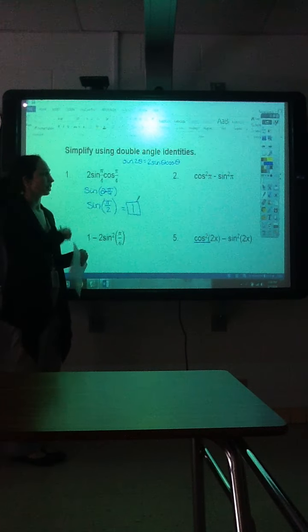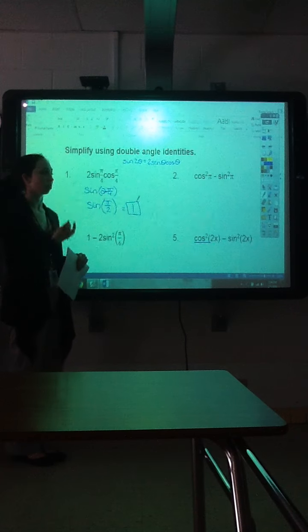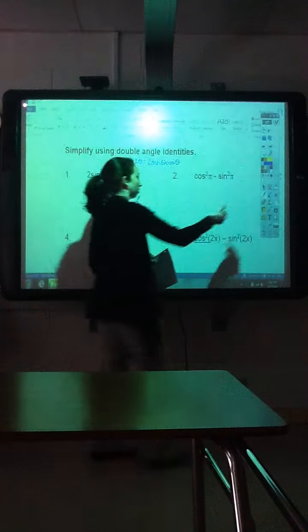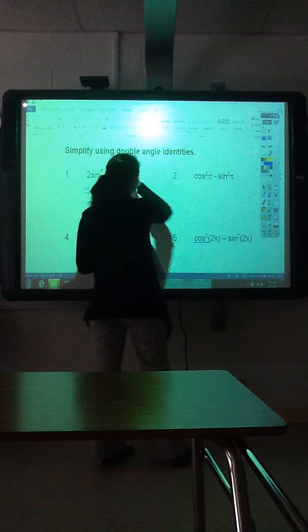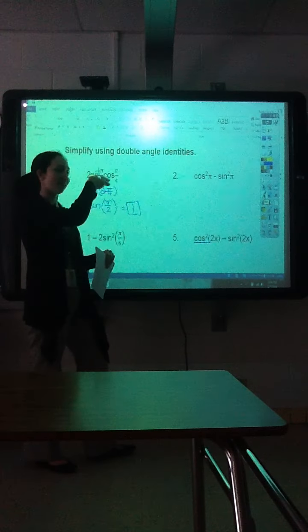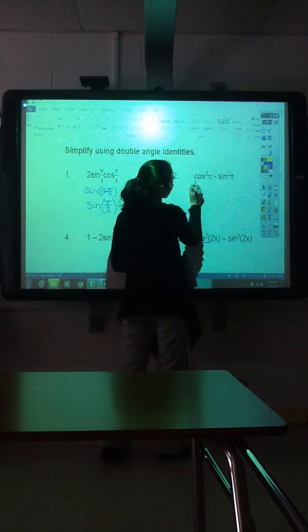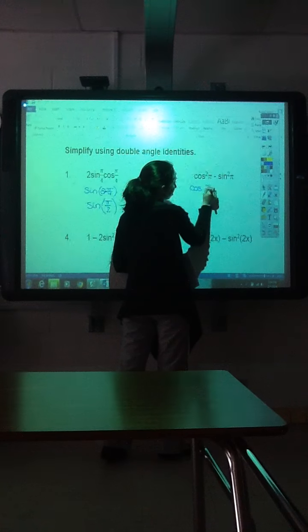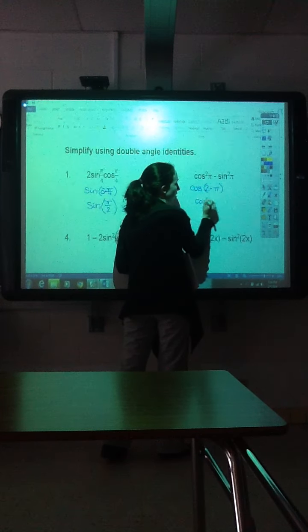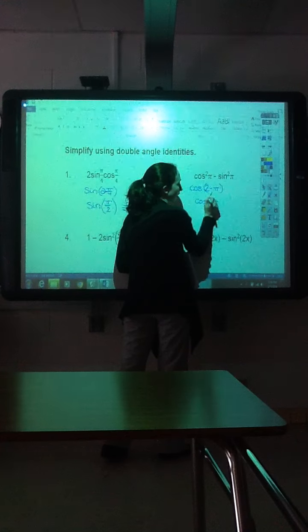So, moving on to the next one. Cosine squared minus sine squared. That is one of the cosine double angles. It's actually the very first one at the top of the list. So, we're going to condense that down again to give us the cosine of double my angle. Now my angle here is pi. So really, I'm asking you guys what the cosine of 2 pi is.